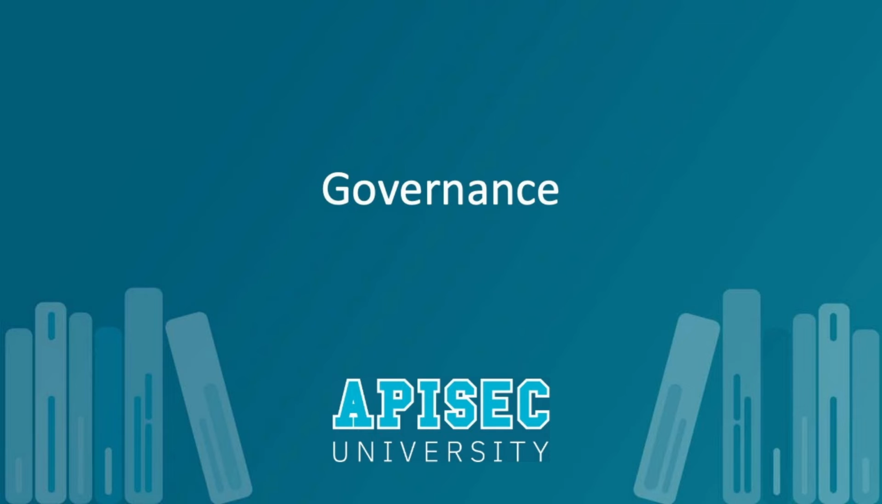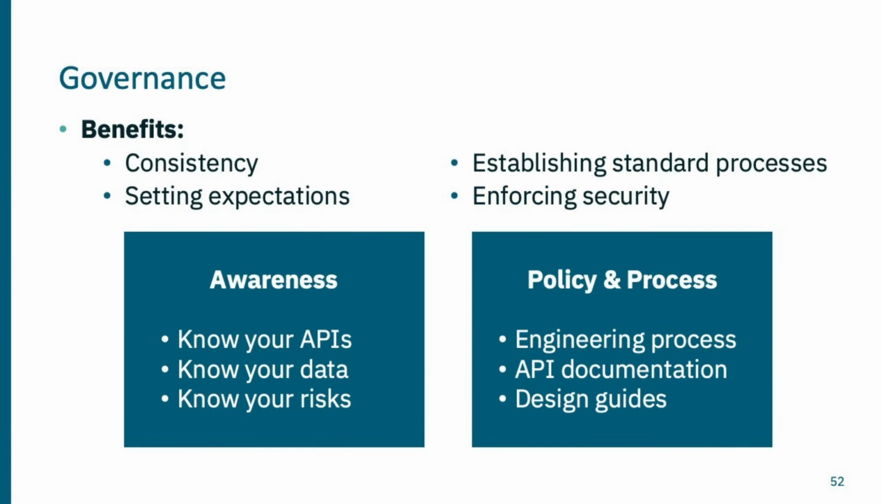So let's focus on governance first. The benefit of governance is really about establishing consistency. It's consistency in how your APIs get developed, how they get deployed, how they get tested, and everything else. Setting expectations for your engineering team: what is required? What are those documentation requirements and authentication policies and versioning and so forth? Establishing standard processes, how APIs move from development into production in a very consistent way, and enforcing security, making sure that nothing moves into production that hasn't gone through the same level of security assessment and vetting.